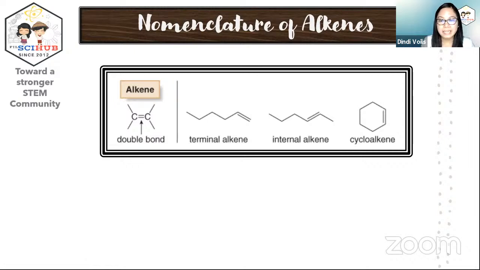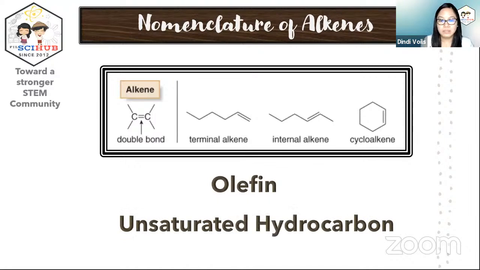And then just like alkanes, alkenes, or the double bonds, can also be found in rings. So we call them cycloalkenes. And then also you may hear the term olefin for alkene. So it's synonymous to alkenes. And they are also called unsaturated hydrocarbons. Alkanes are called saturated hydrocarbons.